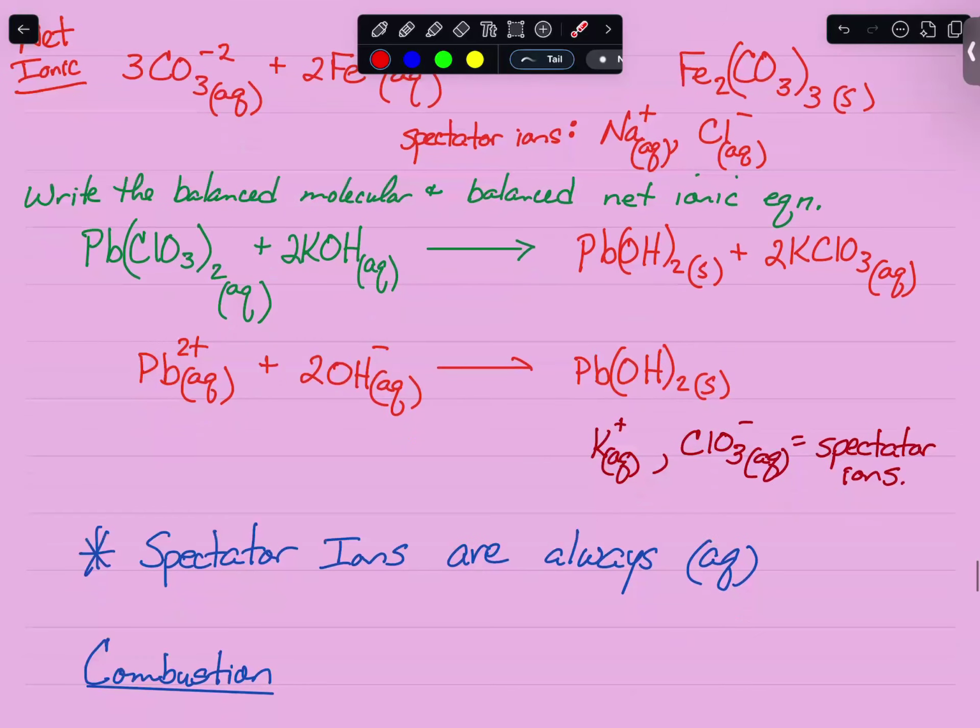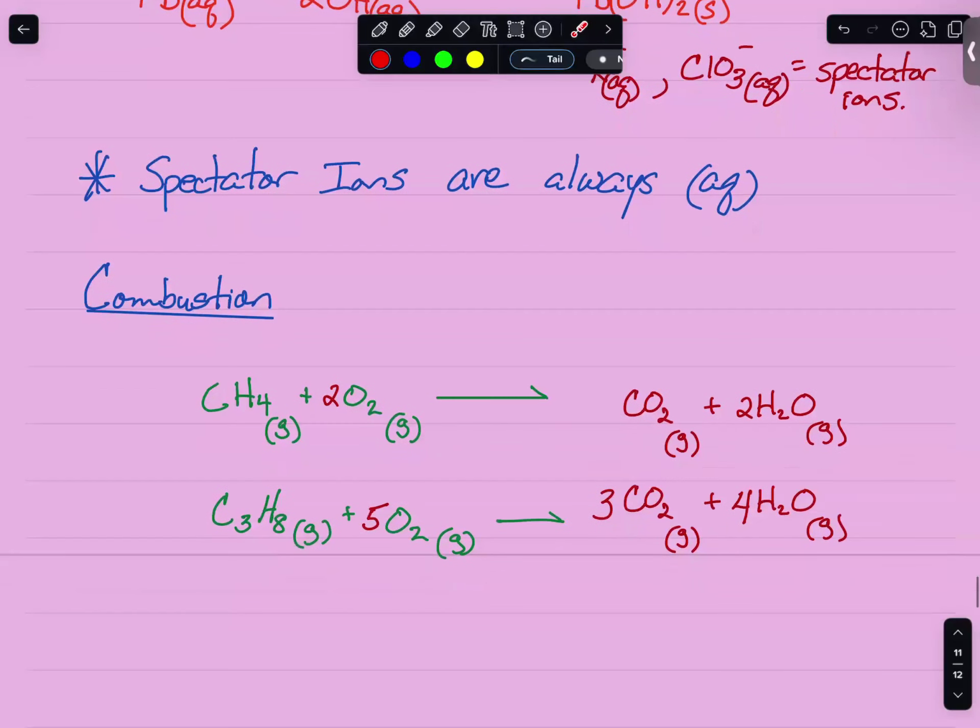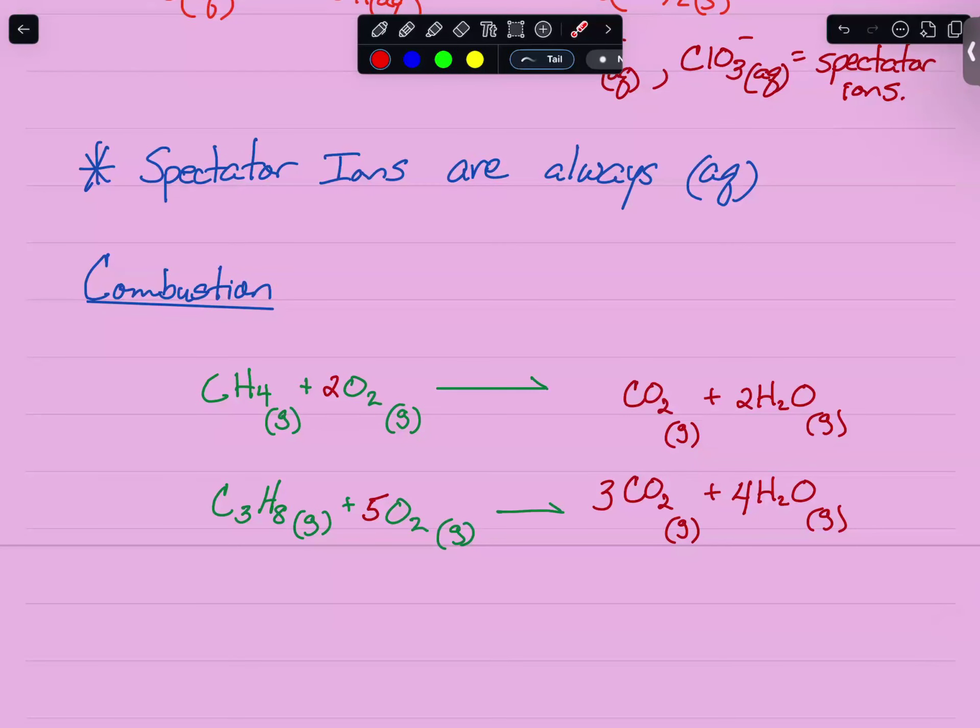Let's look at our last one, probably the easiest one to deal with, combustion. These don't change. You're being given a gas and a gas. It's going to make, and these always make, CO2 and H2O. What's different about these is these are both going to be gases. The water will be a gas here because we said in our notes the first time, these usually require energy. So we're igniting something. We're lighting something. We're burning something. That burning is a chemical change.